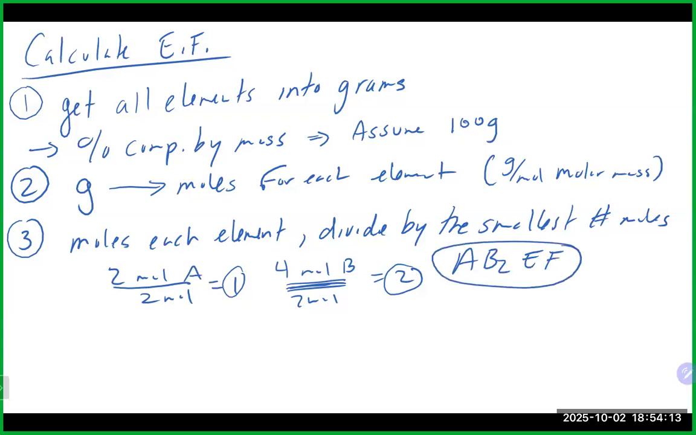So if you do that and you get all whole numbers or super close to whole numbers, like just a little bit over, like 2.01 or maybe like 1.98 or 1.97, then you are good to go.